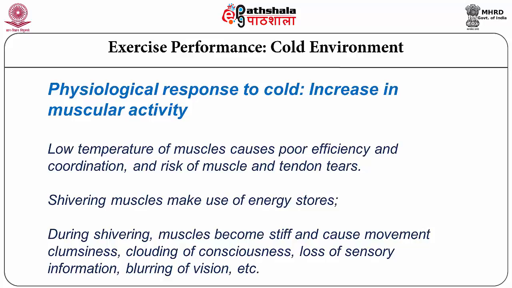If the temperature of the muscles is low, then ultimately it will lead to poor performance and coordination. And also the muscles and tendons are at risk of tearing. During shivering, muscles become stiff and all movement becomes clumsy. There can be loss of sensory information and blurring of vision. These are all associated phenomena when shivering takes place.